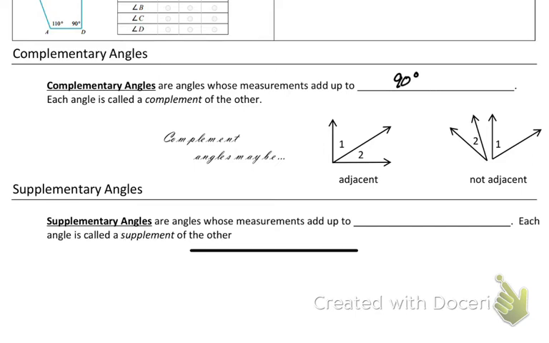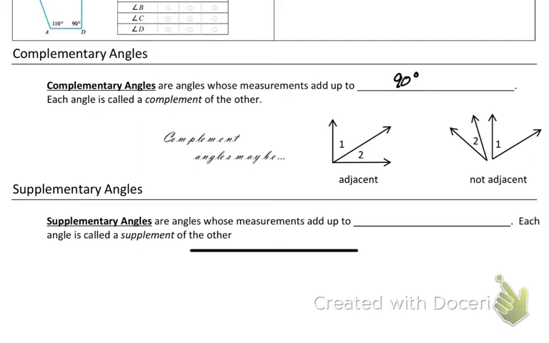Let's stop right there. What I want you to do is think about a word real quick. What does the word adjacent mean? Raise your hand and tell me what the word adjacent means. Yeah, there's a ray in between. They're right next to each other.